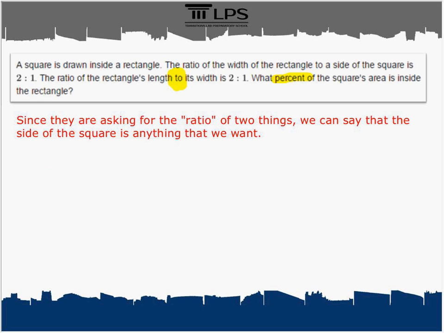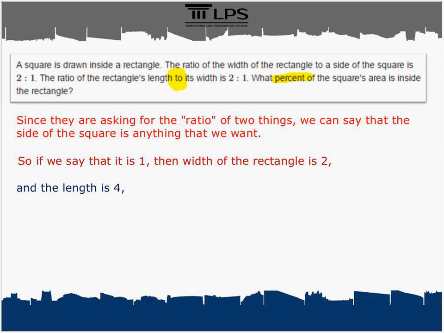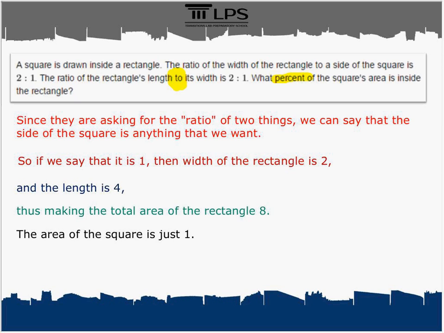Since there are two things, we can say that the size of the square is anything that we want. If it is 1, then the width of the rectangle is going to be 2, and the total area of the rectangle is 8. There is 1 into 1. And it's 12.5%. It's 12.5, yes, you made the change, very good.